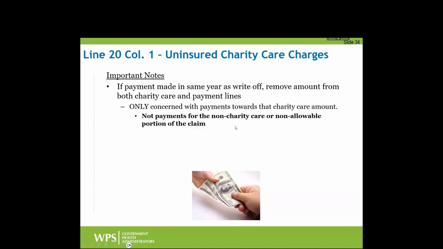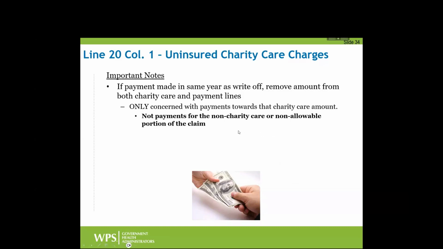Now, I'm going to stress this a couple times because it's so important. If you wrote something off to charity care, and if for some reason the patient still came back in that year and paid against that amount, and you accepted the amount, then both of those things should be removed from the books. We don't want to see the charity care. We don't want to see the payment in that same year. They both should be removed.